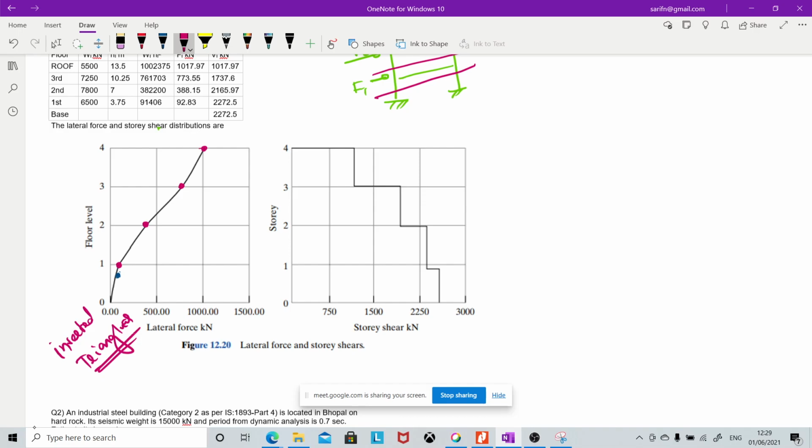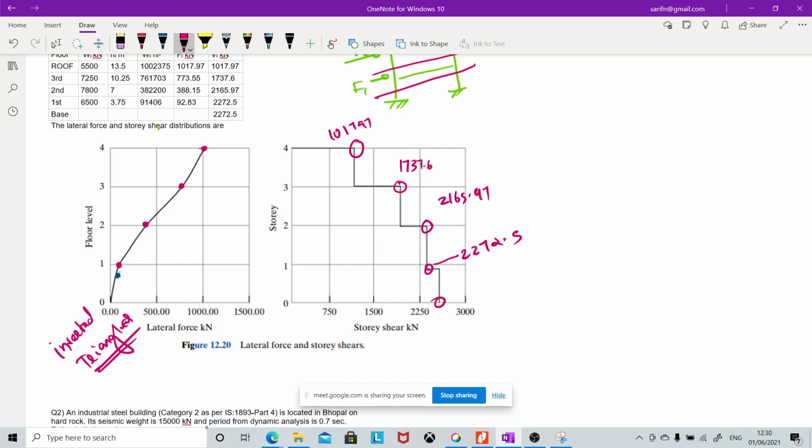Now the story shear distribution. This value is given as 1017.97, I think it is almost correctly given also. The next value that we will be having is 1737.6. Here 2165.97, and here 2272.5. So these are the values.